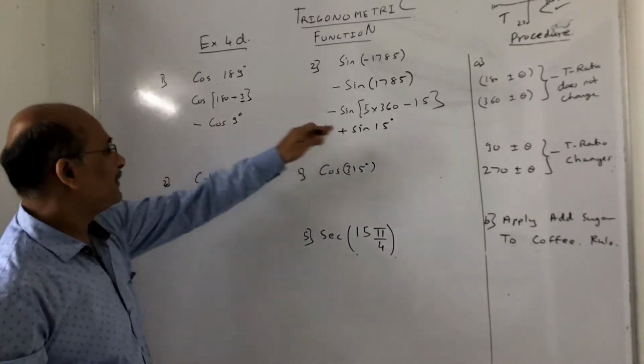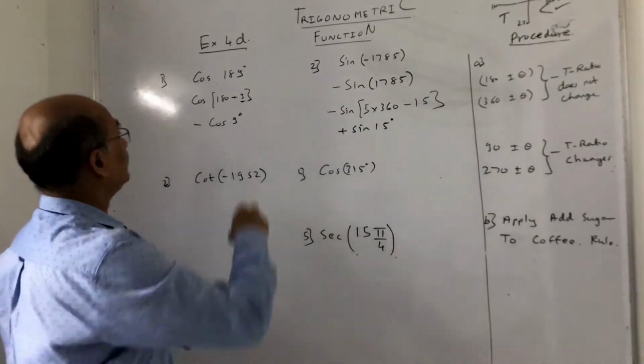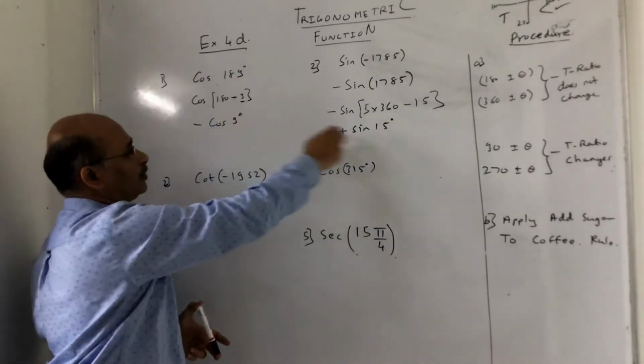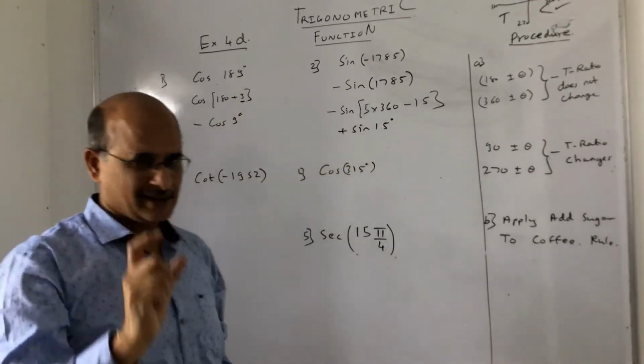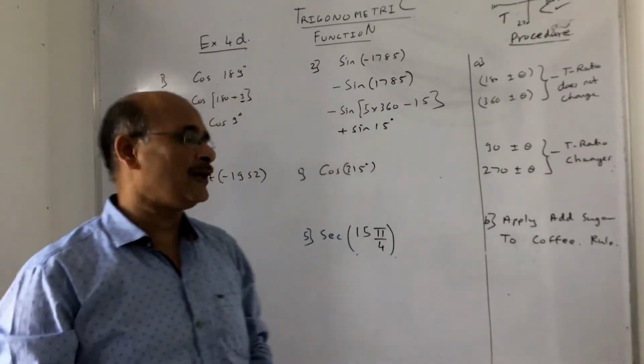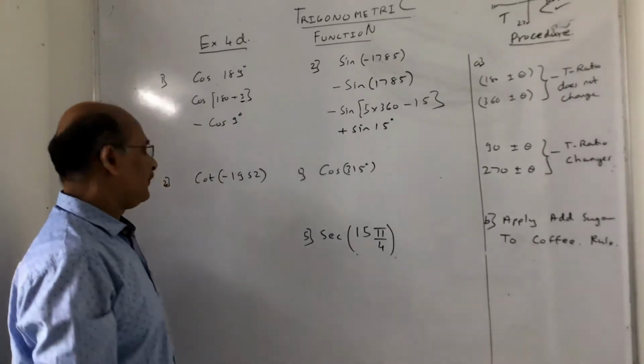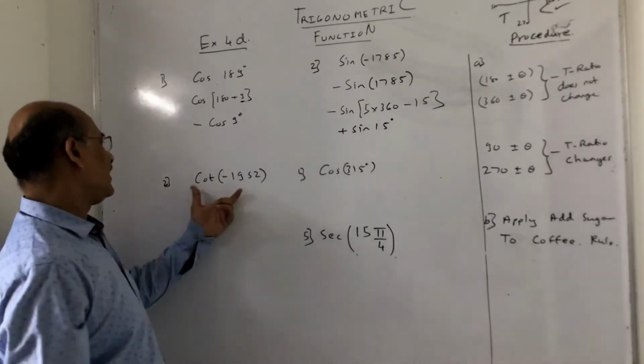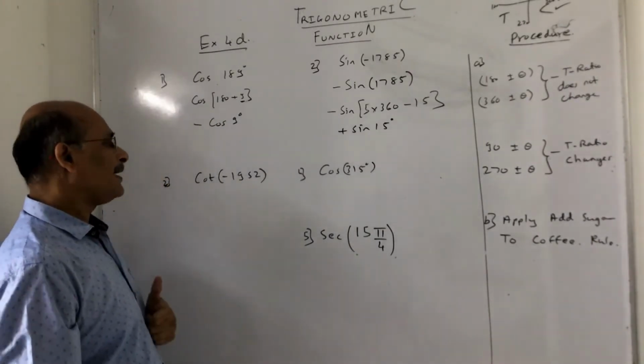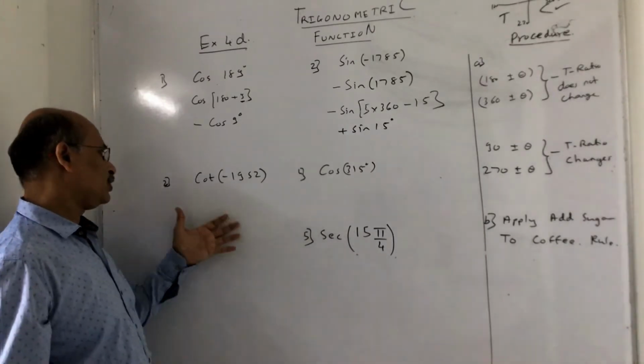Now in this question they are basically asking us to convert this into an acute angle format, where theta has to be acute. They are not asking for any value as such. If they ask for the value, just put sine 15 degree in the calculator and you will get the answer. Now let us take the next one, cot of minus 195. Here I want you to pay attention.